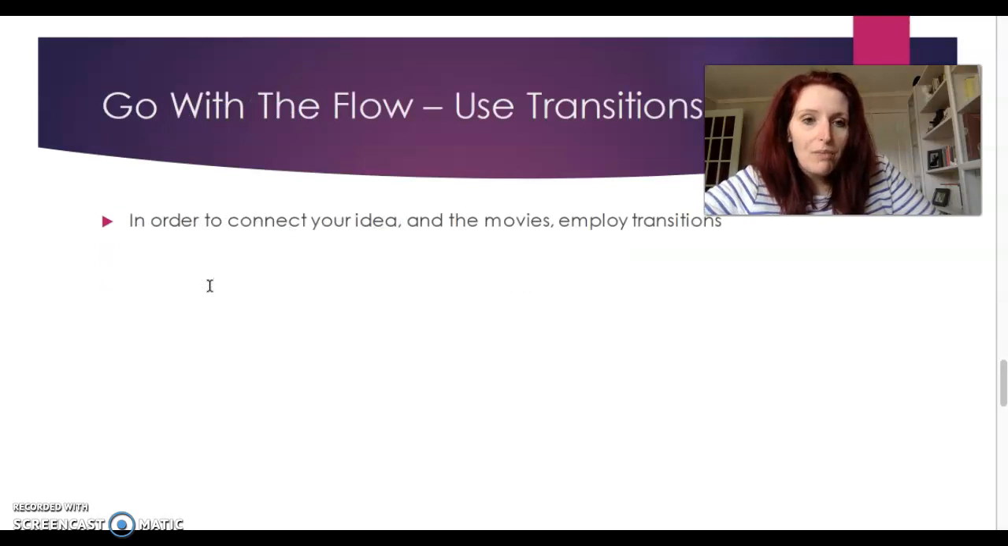Included in your body paragraphs, you want to make sure that you utilize transitions to show the flow or show the connection between idea to idea, sentence to sentence.